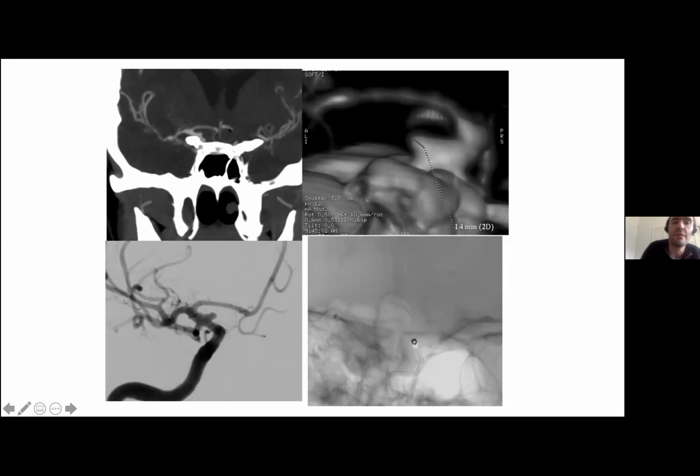This was done maybe 6 or 7 days after her ictus. You can see here that she's just got this tiny little bulge on the posterior surface of her supraclinoid ICA, this is the clinoid. This was the CTA. And then on the DSA, it had grown. So obviously this is an unstable blister. Again, it was treated with a flow diverter stent, and she had a good outcome.